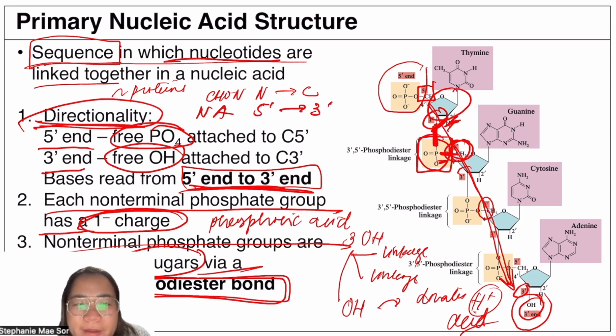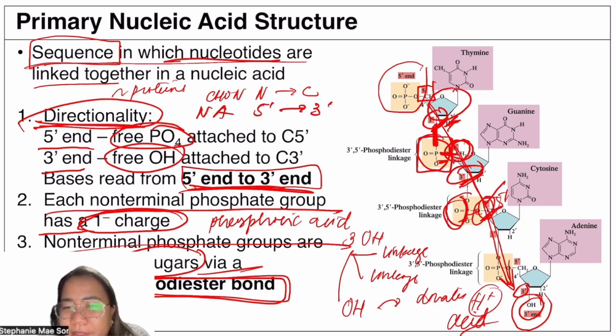Meron kang 3', 5' phosphodiester linkage. Okay? So, you have a sugar. It is bonded to the next nucleotide by a 3' on that sugar, bonded to a phosphate, and then that phosphate is bonded to the 5'. So, pag ganun siya, napa-zigzag. So, the 3' is bonded to the phosphate, the phosphate is bonded to the 5'. The 3' is bonded to another phosphate, which is bonded to another 5'. Kaya siya nagiging phosphodiester bond.